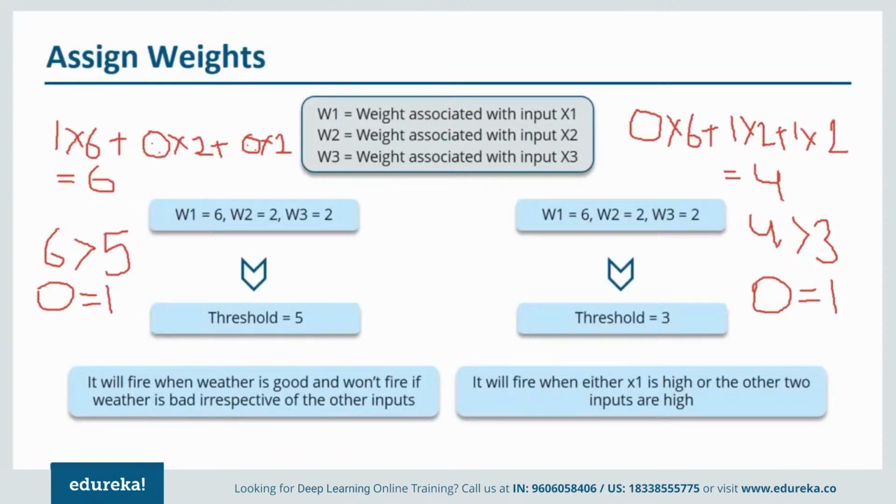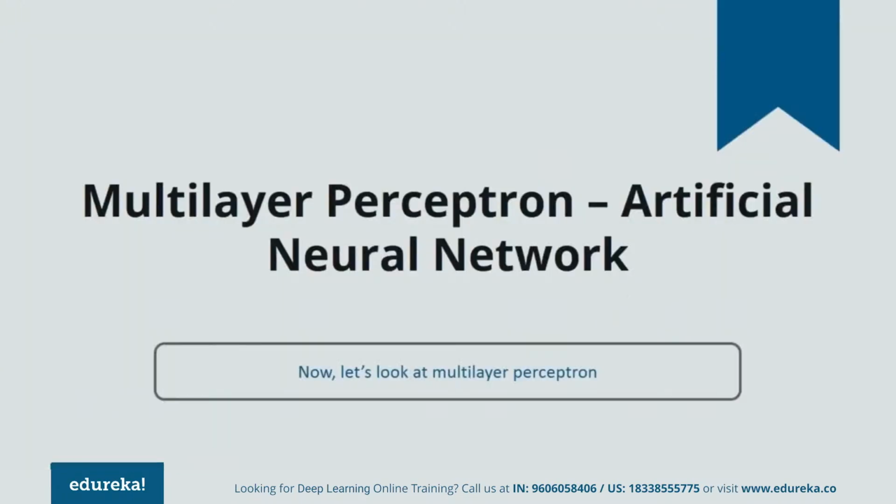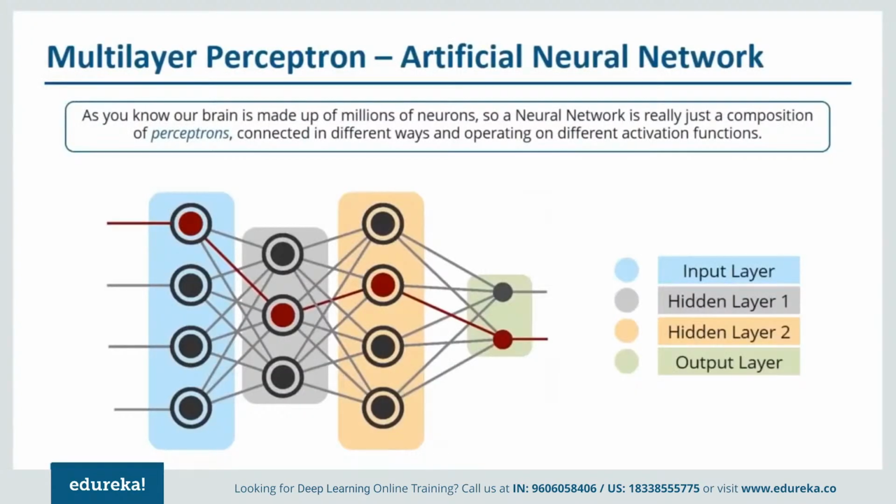So in order to solve those problems, a single neuron is definitely not enough. So we need networks of neurons. And that's where artificial neural network, or you can say multi-layer perceptron, comes into the picture. Now let us discuss that. Multi-layer perceptron or artificial neural network. So this is how an artificial neural network actually looks like.